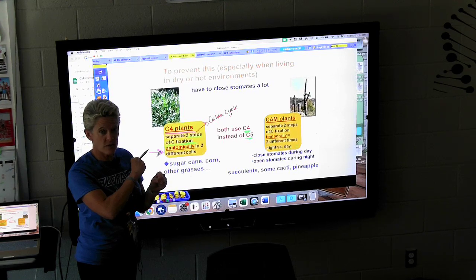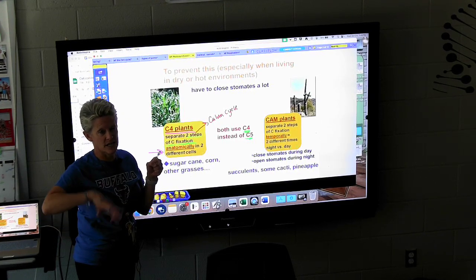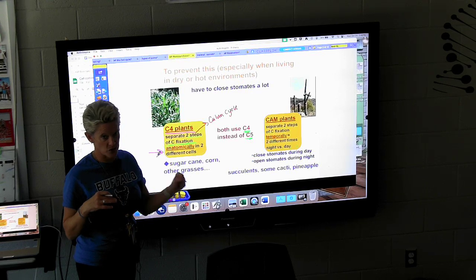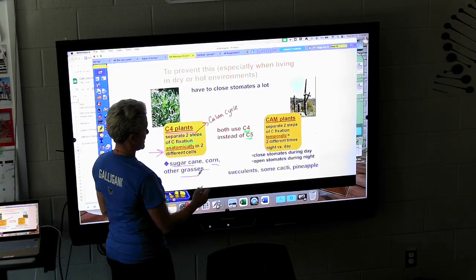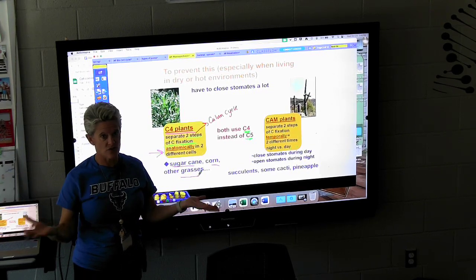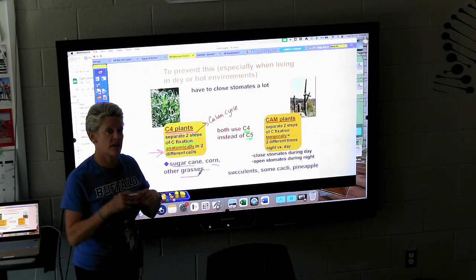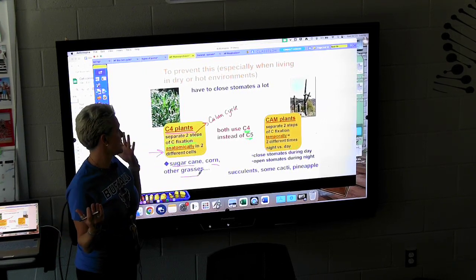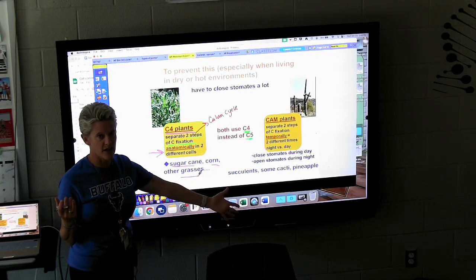Then they can close the stomata and then go over the second part, right? And sort of finish the Calvin cycle with that second part, even though stomata are closed. All right, so some examples of this are sugarcane, corn, and a lot of grasses. All right, think about grasslands. It's very hot, it's very dry. The sun is beating down on them at all times, so they need to close those stomata to prevent too much water loss. But they can do that and then still go through the rest of the Calvin cycle.